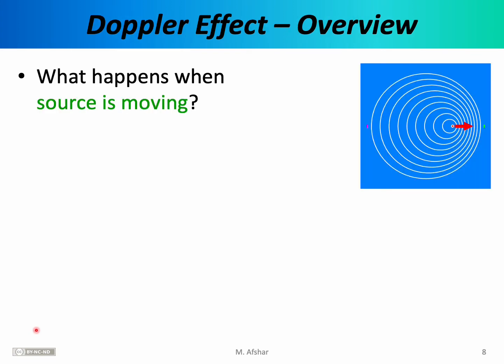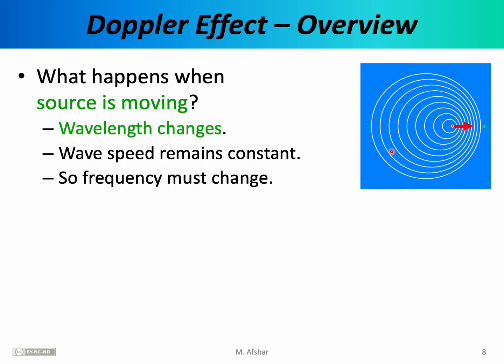So let's summarize the discussion on the previous slide. We want to know what happens when the source is moving. When the source moves, the wavelength changes. Whether it increases or decreases depends on whether the source is approaching or receding from the detector. In either case, the wavelength changes, but the wave speed remains constant. So the speed with which each individual circle travels outwards remains constant, but what that means is that the frequency must change. After all, remember that the wavelength, wave speed, and the frequency are related to each other. They are related by this equation here.